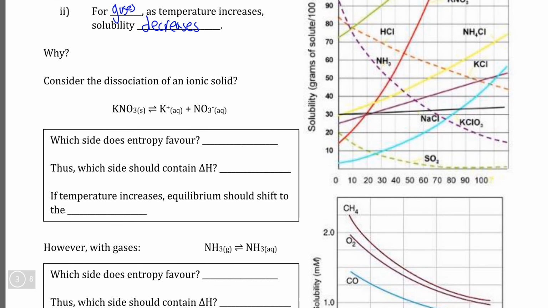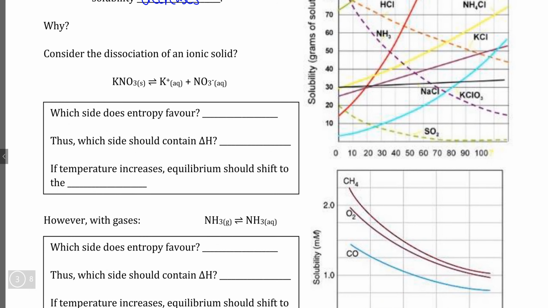Well, let's consider the dissociation of one of the ionic solids on the data table, potassium nitrate. Now, if we remember why dynamic equilibrium systems form, we know that they form because enthalpy and entropy favor opposite sides of the reaction. Now, in order for us to identify where delta H is in this reaction, we need to look at how entropy favors this reaction first, because we're not given where delta H is.